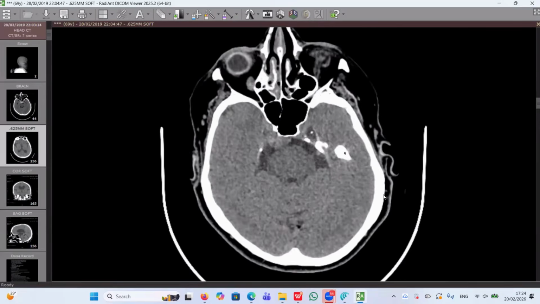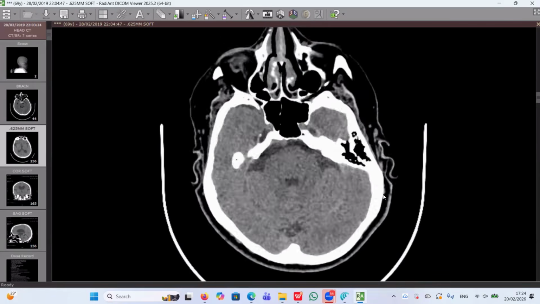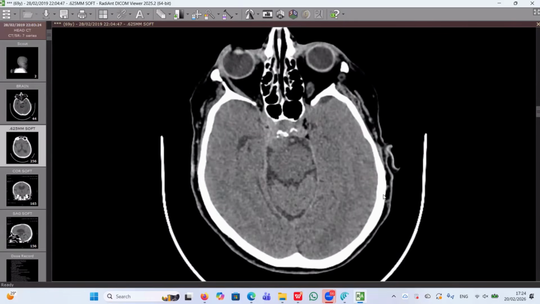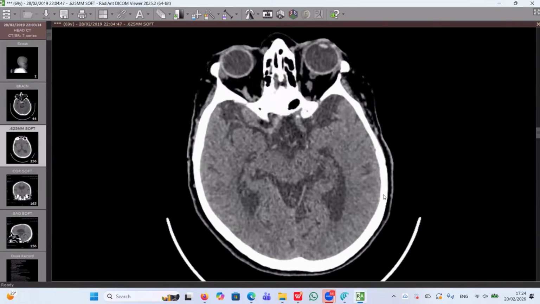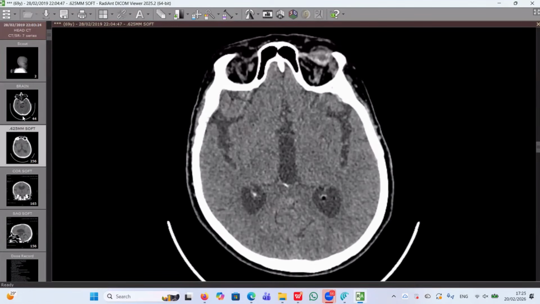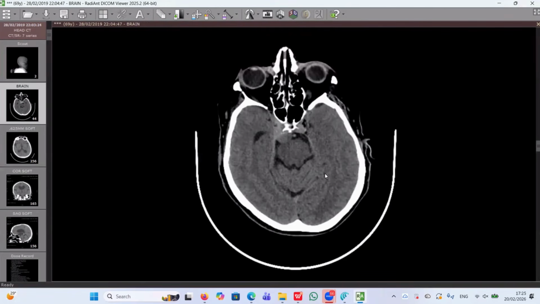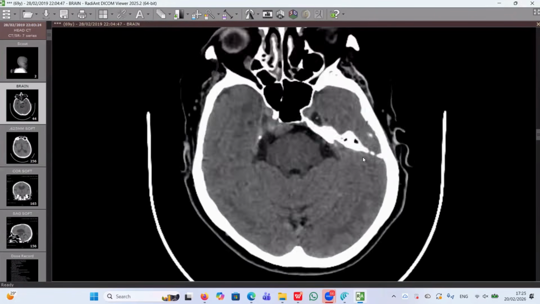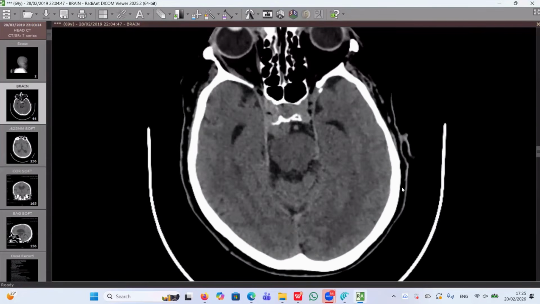There is no mass effect noted. I want to see the post-contrast images to look for any thrombus formation in the cavernous sinuses. Can you see this one? The ventricular chain appears to be dilated. Can you see here? Can you concentrate on these slices? Can you see any abnormalities on this scan?